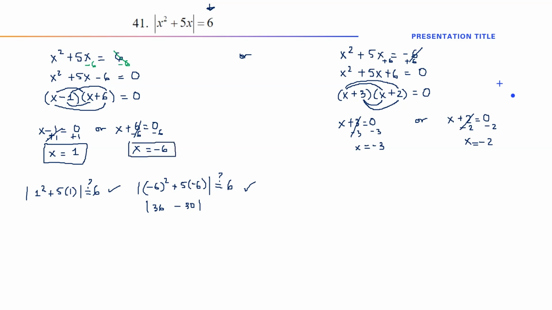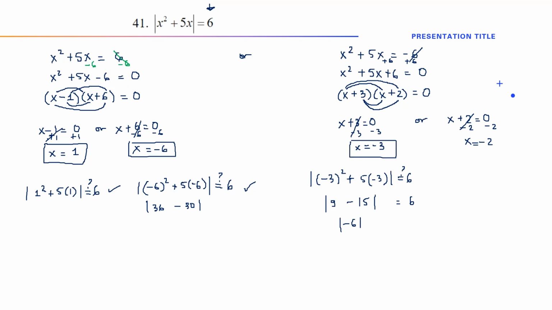How about x equal negative 3? Negative 3 squared plus 5 times negative 3. Is that equal 6? 9 minus 15 inside the absolute value, and that is negative 6, and yes, right? Good.